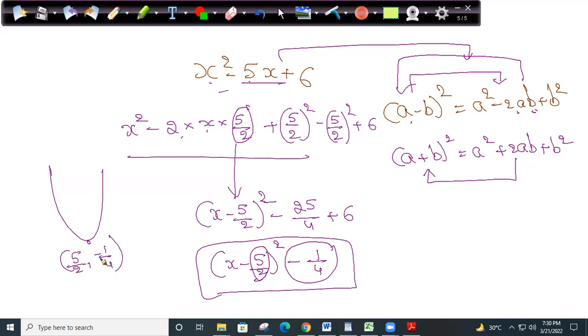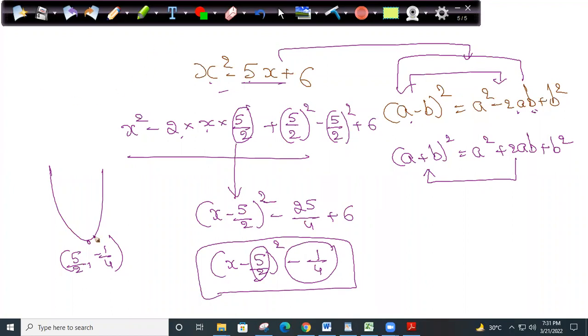So I taught three ways, and all three ways are important to me. Using the formula a plus b whole square and a minus b whole square. You can also use the midpoint of the x-intercepts, or you can also use x is equal to minus b by 2a formula to find the x value of the vertex. Once you get the x value, you can plug into the function so that you'll be able to find the y value. Clear? We discussed a total of 3 methods to find the vertex.